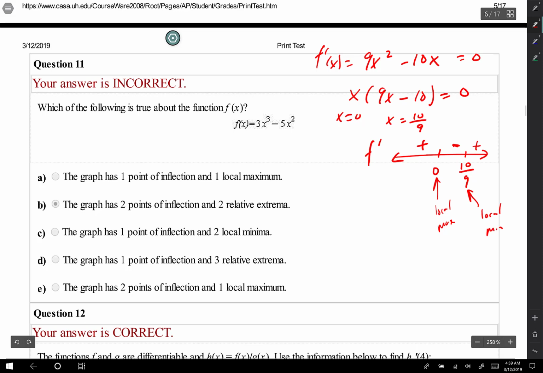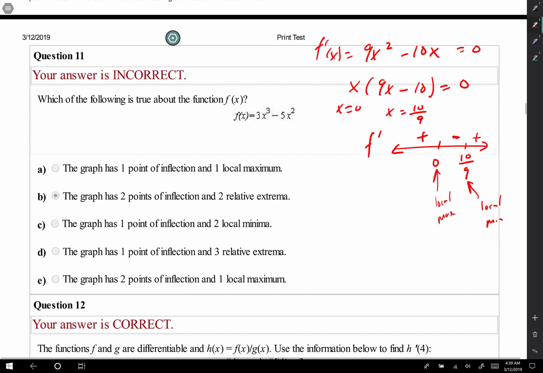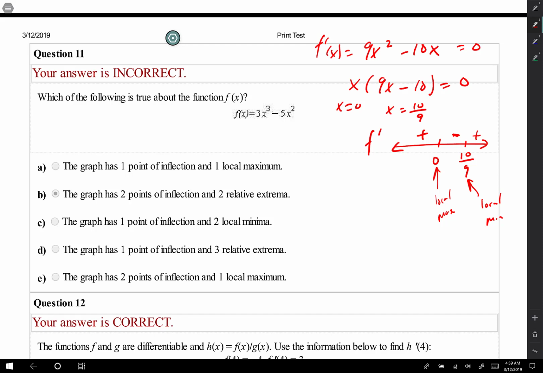Understand that this graph is increasing from negative infinity to 0, decreases for a little bit, and then it increases again. So this has no global max or min. So I'm going to look for something that says 2 relative extrema. This one says one local maximum, and maybe, let's see, 2 relative extrema, maybe. 2 local minimum, no. 3 relative extrema, no. 1 local maximum, maybe. So here, we got the 3 maybes.